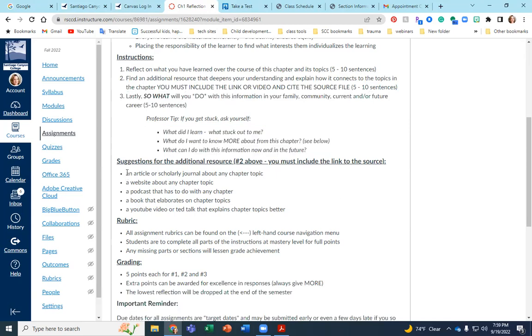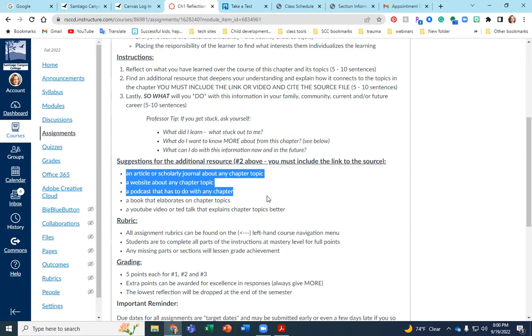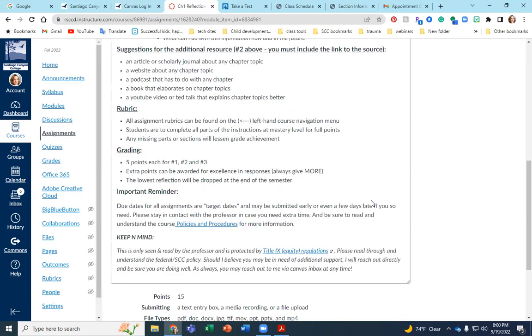Here's some suggestions. You can look up an article, a website, a podcast, a book, a YouTube, TED Talk, rap lyrics. Doesn't matter to me. I want to see what you see, because you see things differently than I see, and I want to see everybody's different things. Again, 5 points each for 1, 2, and 3.